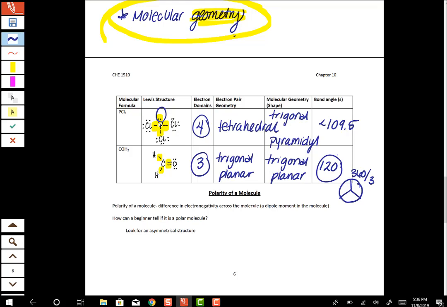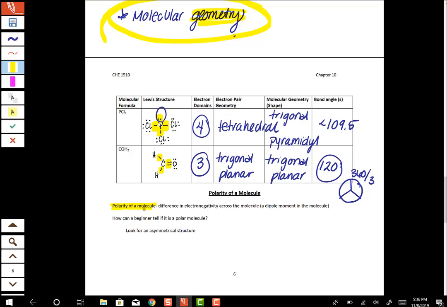So if you need to take a little mental break, go for it, because we're going to start talking about a different concept, which is the polarity of a molecule. We have already discussed the polarity of bonds, right? If bonds are polar or nonpolar. And so now we're going to take that and expand upon it.